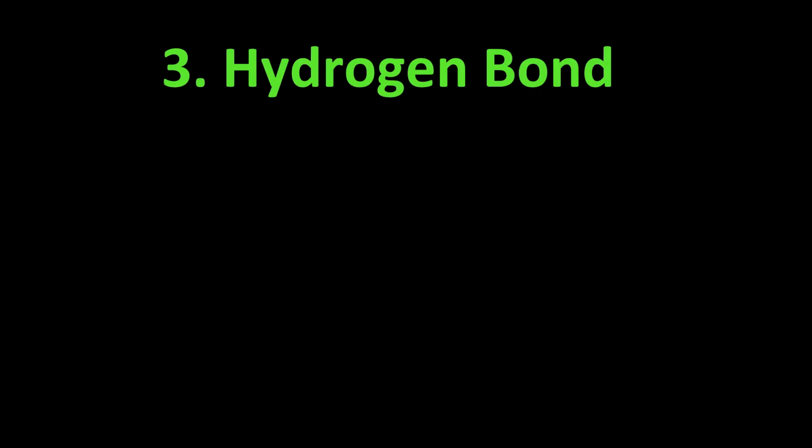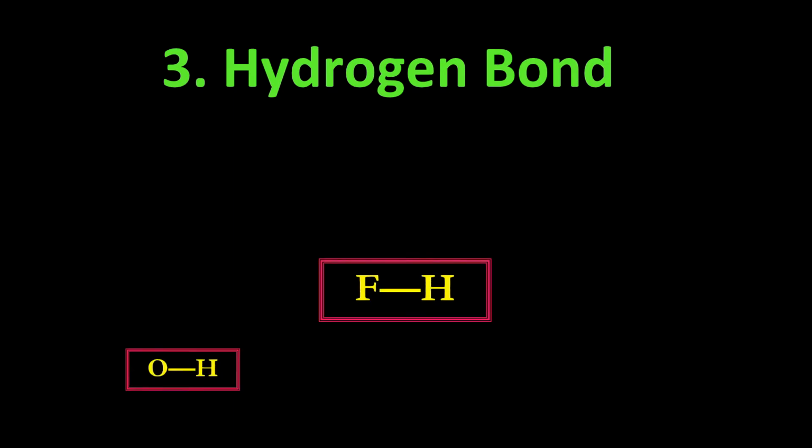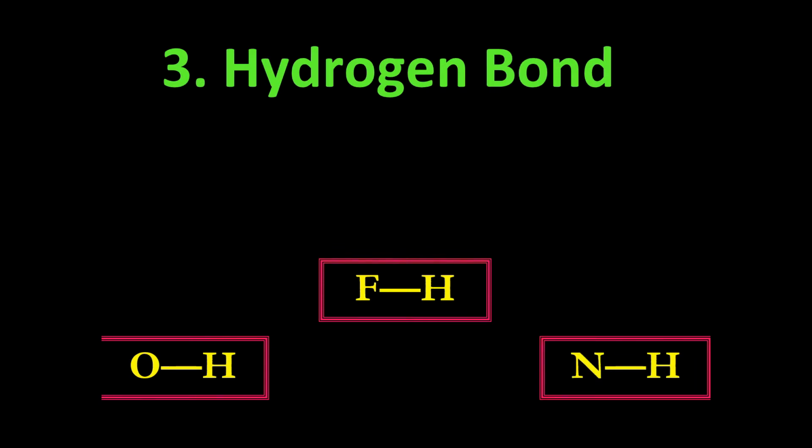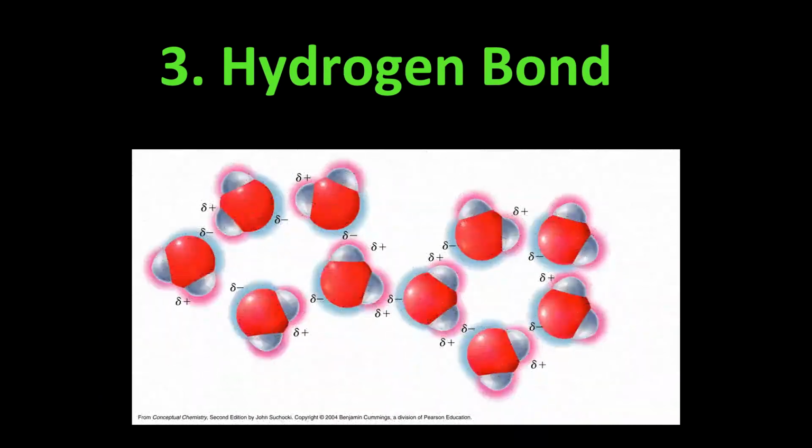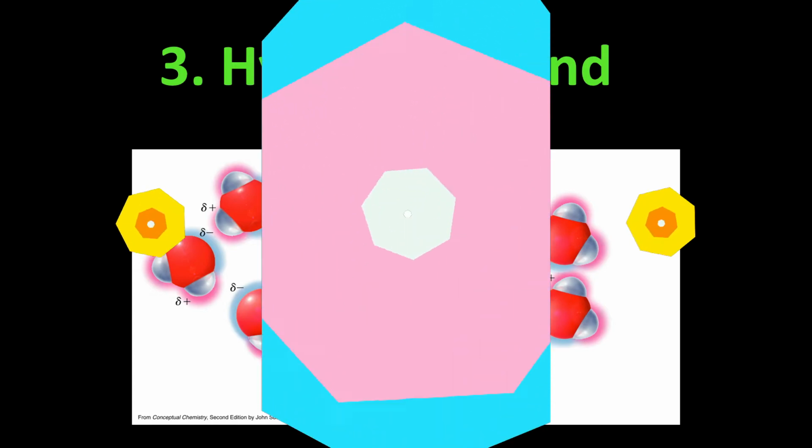A hydrogen bond is formed between polar molecules that contain hydrogen, covalently bonded to a small, highly electronegative atom like fluorine, oxygen, or nitrogen. This is what happens during a hydrogen bond. Molecules attract one another with the use of their poles. This type of intermolecular force is unique since it requires hydrogen.